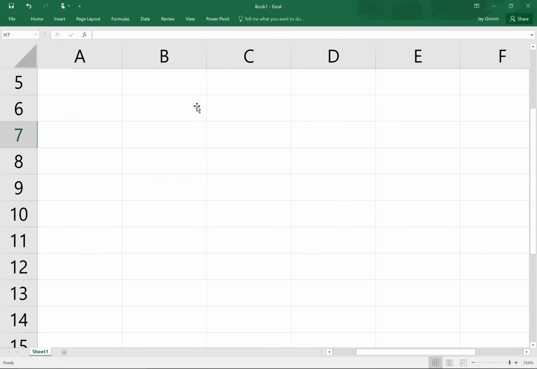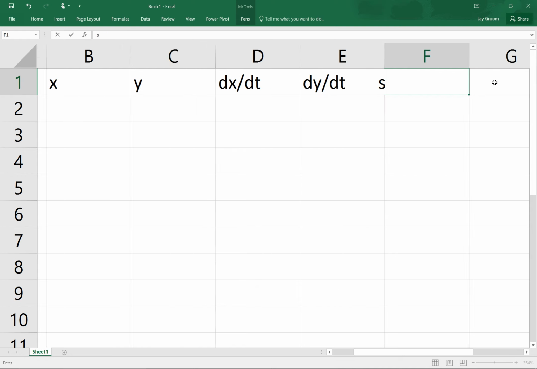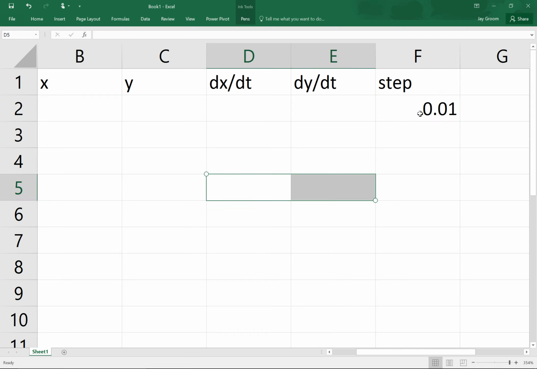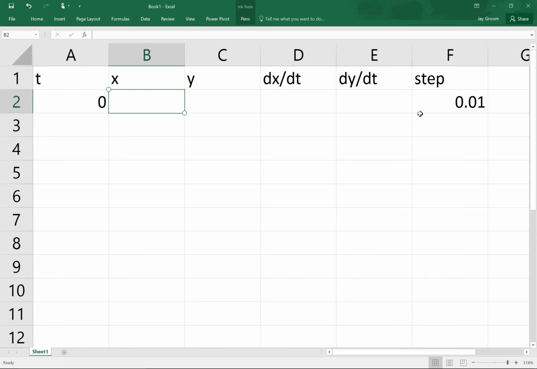And so what I'm going to have here is, all right, again, t, x, y, dx/dt, dy/dt, and of course our step size. I don't know, I'm going to choose 0.01 just for grins. I like that, it makes me happy. I have small dreams. There we go. 0.